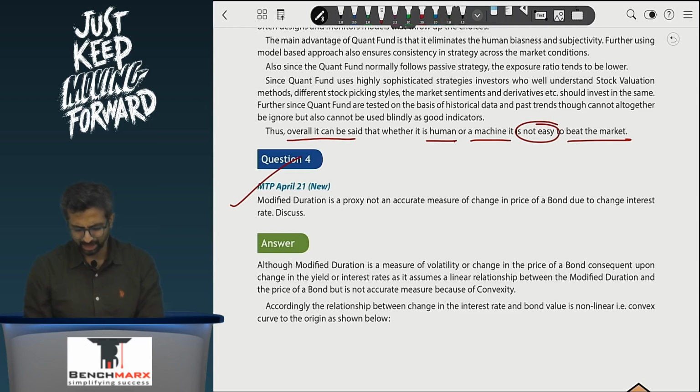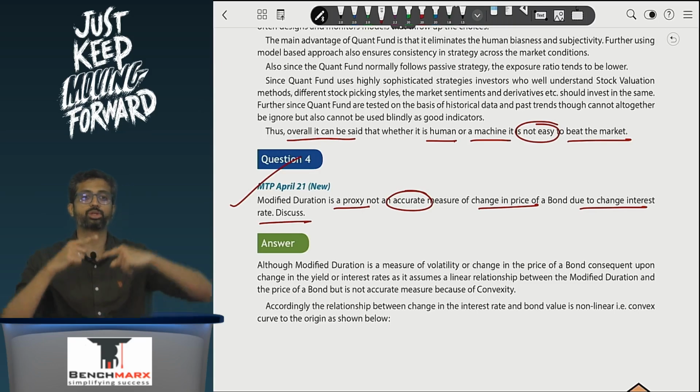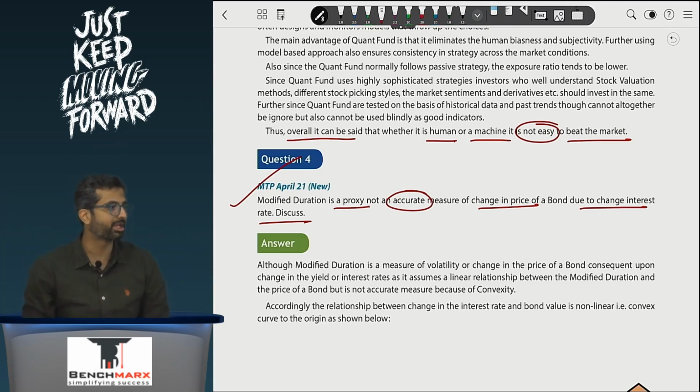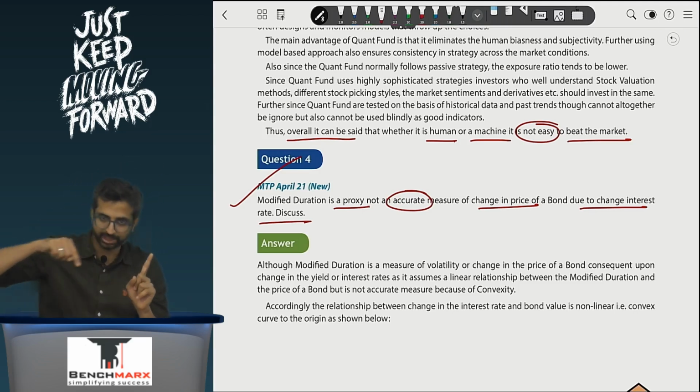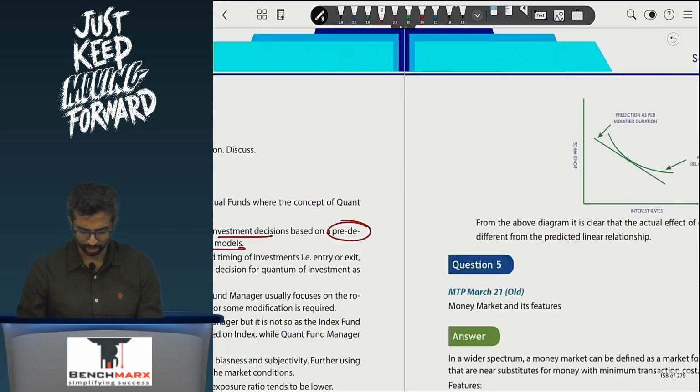Okay, then you have something as modified duration is a proxy and not an accurate measure for change in price due to change in interest rate. Again, remember long time back we did duration. In duration we said duration measures a linear change in price, but actually the price curve is convex. So there was a concept called convexity. I don't remember anything beyond the word, but you have something called convexity, and convexity used to say that the curve is not straight, it is not linear, and hence for a change in interest rate, duration may not be able to accurately predict the price, largely because of the convexity.